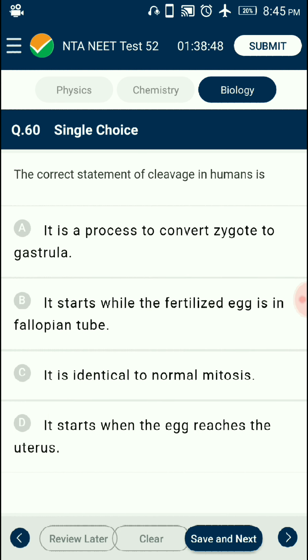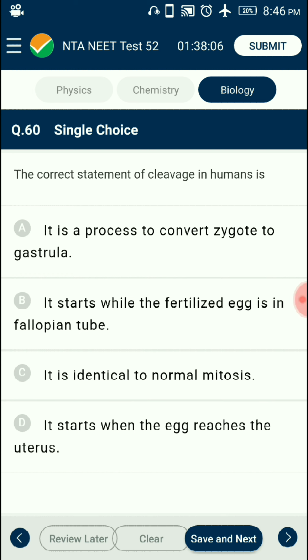Question number 60. The correct statement of cleavage in human is: fusion of the sperm with the ovum is known as fertilization and it occurs at the ampullary isthmic junction of the fallopian tube. The division of the zygote, known as cleavage, begins in the isthmus of the fallopian tube and the zygote moves towards the uterus while the division continues, forming 2, 4, 8, 16 daughter cells called blastomeres. The zygote with 8 to 16 cells is called a morula. During cleavage, the number of chromosomes in the daughter cell is the same but the amount of cytoplasm is reduced. Hence, it is not identical to mitosis.